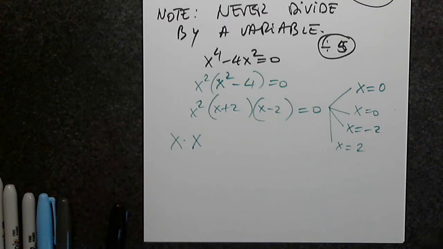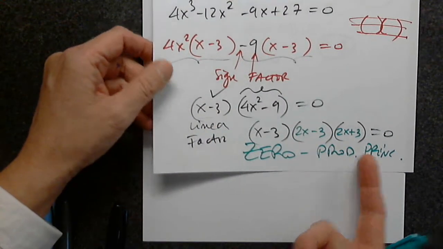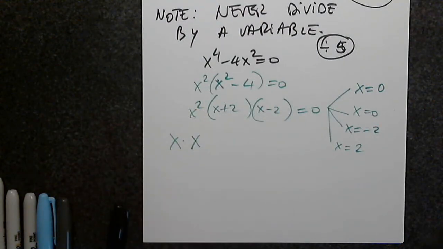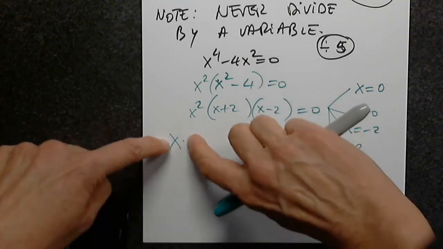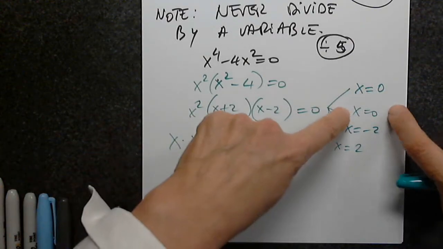How are you getting the first two zeros? Like x equals 0, x equals 0? So when I use the zero product principle, I have to set each factor equal to 0. When I set this factor equal to 0, I get one number. That's why I said this is x squared, which is x times x. When I set the first equal to 0, I get 0. When I set the second equal to 0, I get 0.